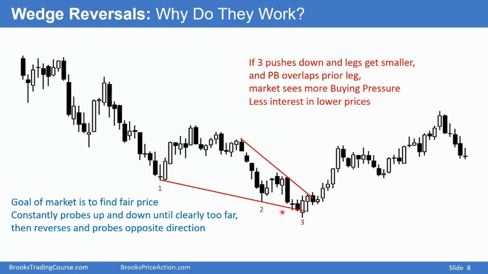You see 3 pushes down, and the legs down are getting smaller. Plus you see overlap. The pullback from the second leg goes above the low of the first leg. There's less interest in lower prices. The market sees the buying pressure. They see that the bulls who buy at this low can make money. They assume the bulls who buy at this low will make money. Less interest in buying lower. The reversal attempts are coming after fewer bars.